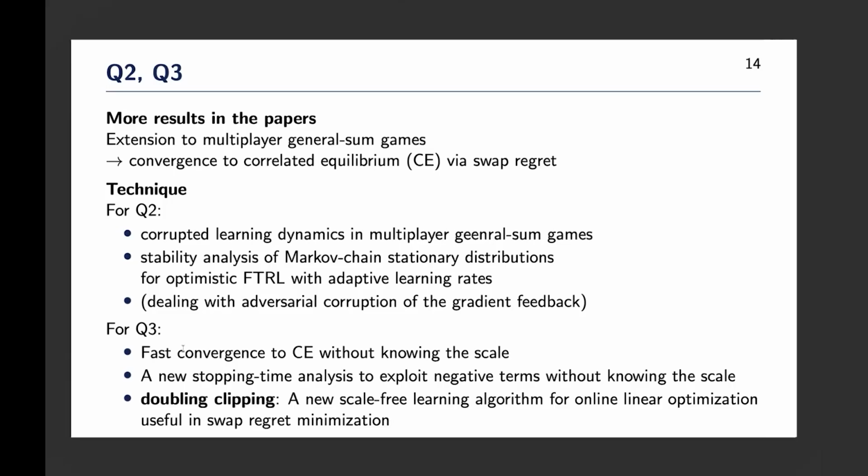And in terms of technique, we introduced a new stopping time analysis to exploit the negative term, which is useful for obtaining the fast convergence in games. And we also introduced a new technique, doubling creeping, which is a new scale-free online learning useful in swap regret minimization.